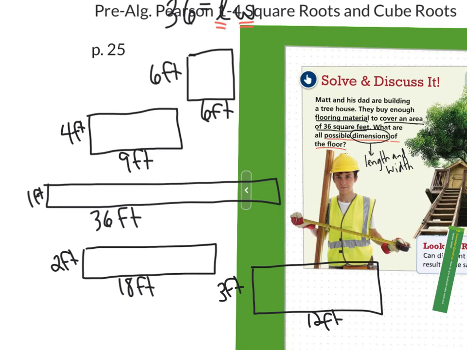We can think about which one is practical for us to have. We talked about 1 by 36 might not be real easy, especially if you're not the only one up in the treehouse. And then besides that, we can think about which would have a bigger perimeter and which would have a smaller perimeter, and then we'll talk about why that matters as well here.